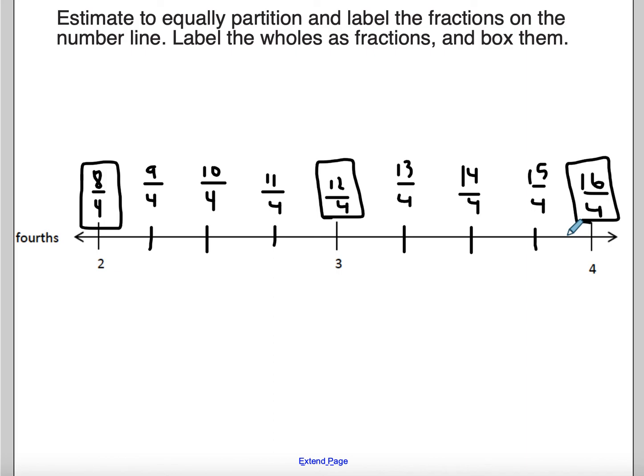Do not just guess. I want you to really understand how we place fractions on a number line.